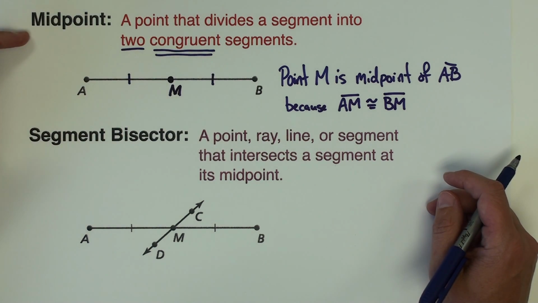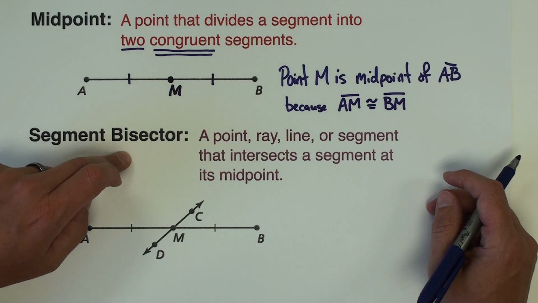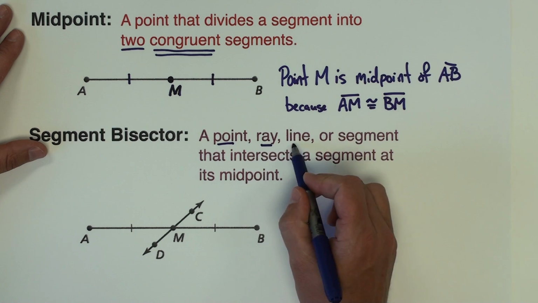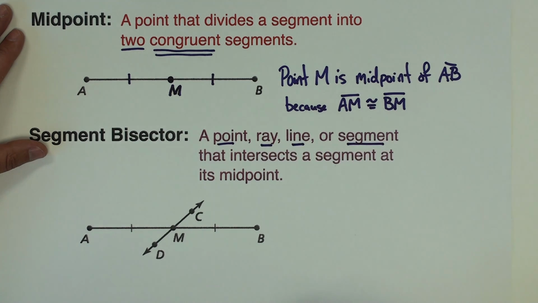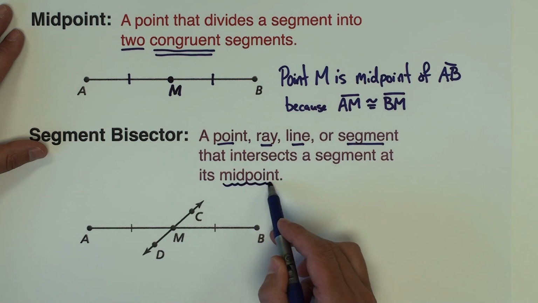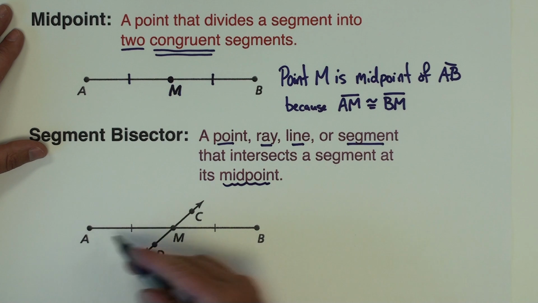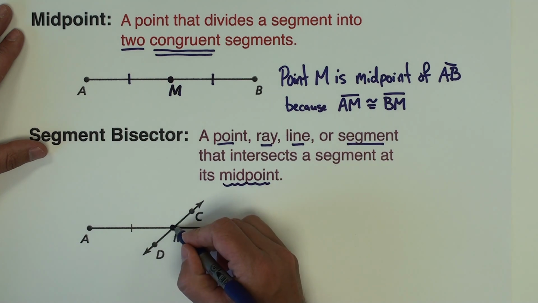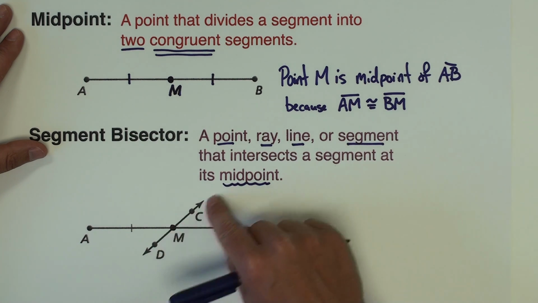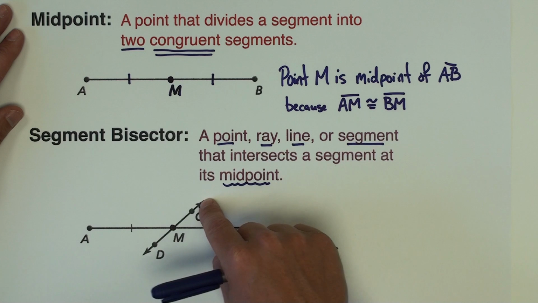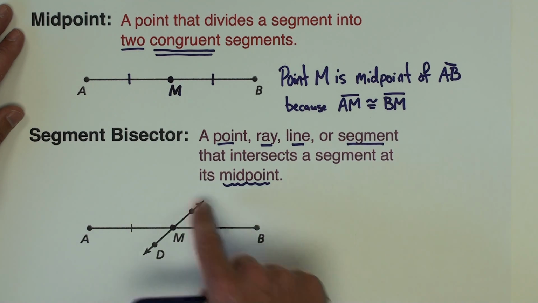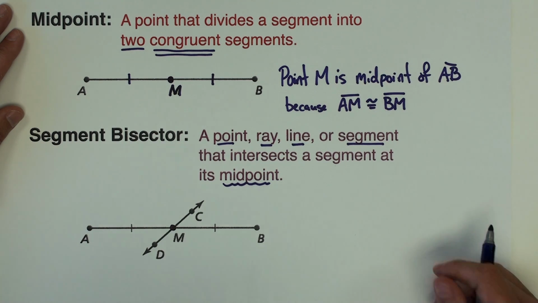Now, related to a midpoint is that of a segment bisector. A bisector can be any of a point, ray, line, or segment. Essentially anything that will intersect a segment at its midpoint. So here in this picture you can see again this point M is the midpoint, and then you see that there's a line right there at the midpoint. So this line is what we call the bisector of segment AB. Bisector essentially means that it's cutting it in half.